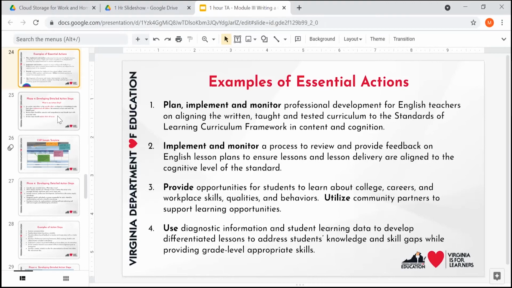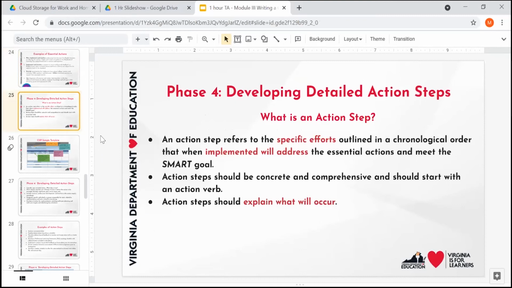So once you know your strategy, right, kind of your big picture essential action that you're going to use, then it's time to start writing those action steps. Okay, and the action steps are very specific little details, right? Action steps refers to the specific efforts outlined in chronological order. So what are you going to do first? What are you going to do second? What are you going to do third? Thinking about that sequence of events that, when implemented, will address the essential action and meet the SMART goal, right? So it's all going back to that SMART goal.